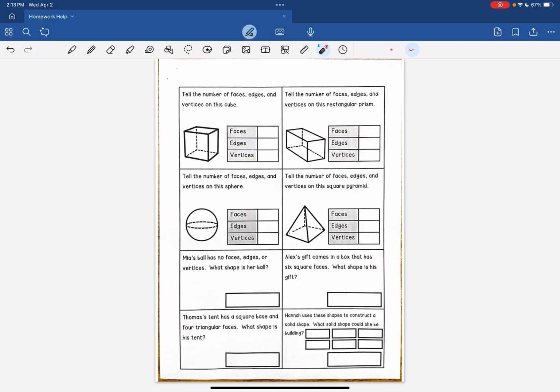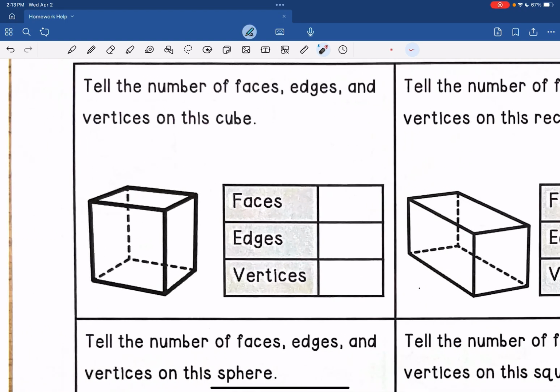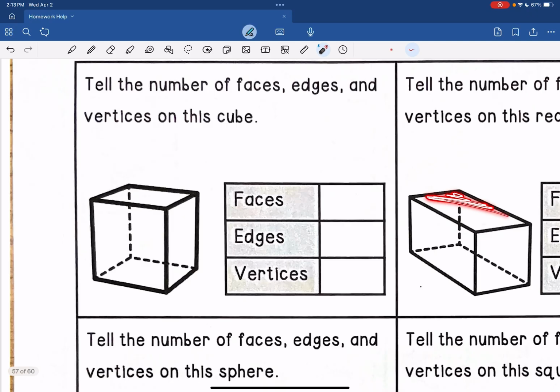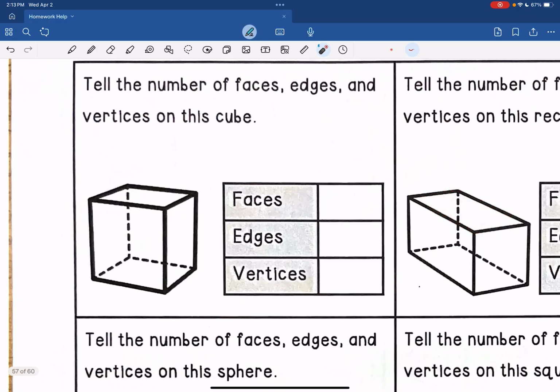And just a quick recap, faces, we can think of them as like the sides, like a face covers the side of your head, right? A face covers a side. So it's like the flat surface that covers the side of a shape. That's a face, we call it.